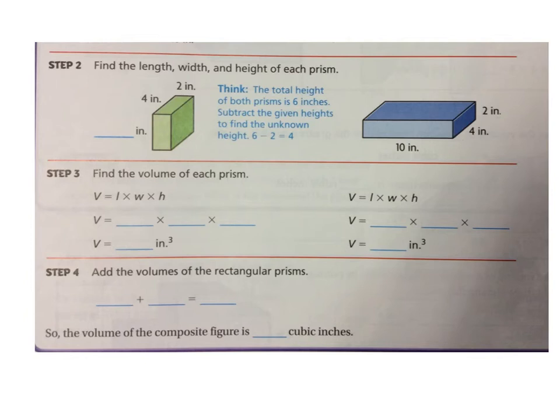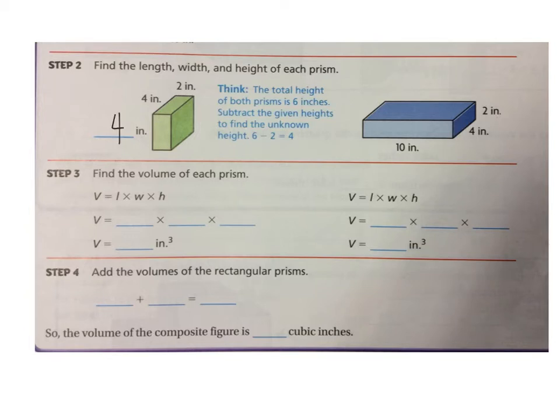All right, find the length, width, and height of each prism. We can see that the blue one is 10 inches by 4 inches by 2 inches. The green prism we can see is 2 inches by 4 inches, but we don't know the height. How might we be able to find the height? We can think that the total height of both prisms is 6 inches, right? When I stack them together, like this, the whole height is 6 inches, but we know that this part is 2 inches, right? So we can do 6 minus 2 equals 4. So over here, this is 4 inches.